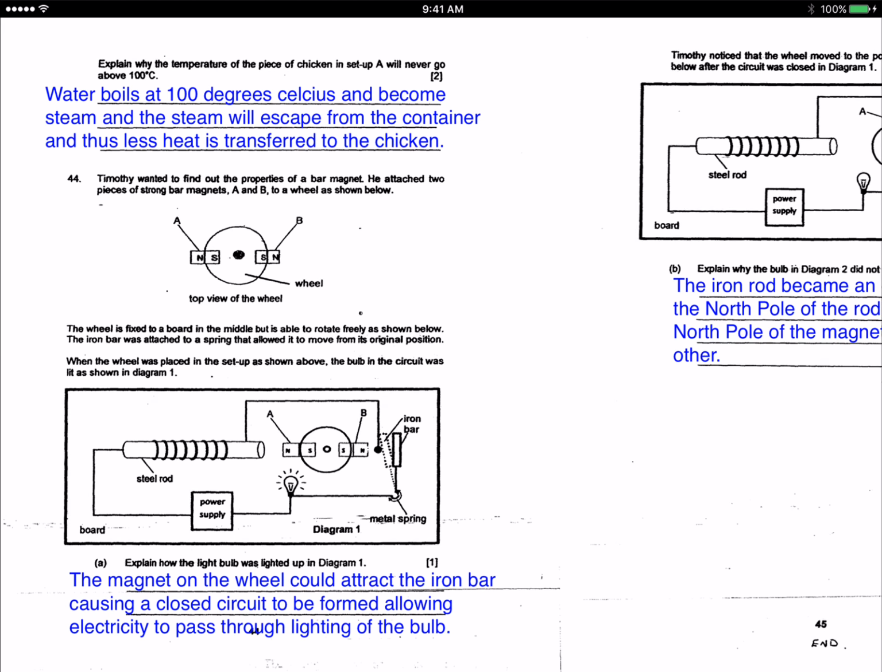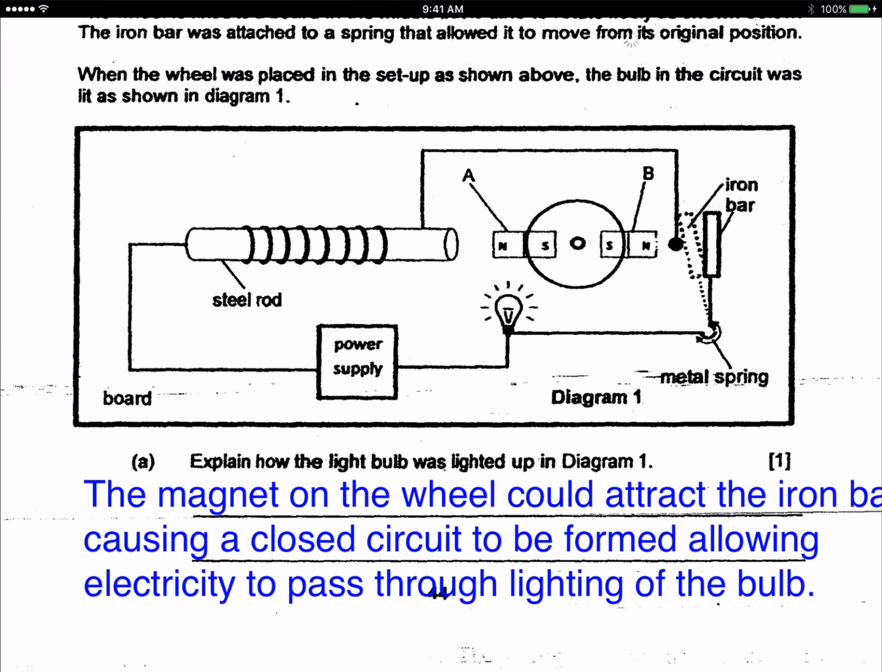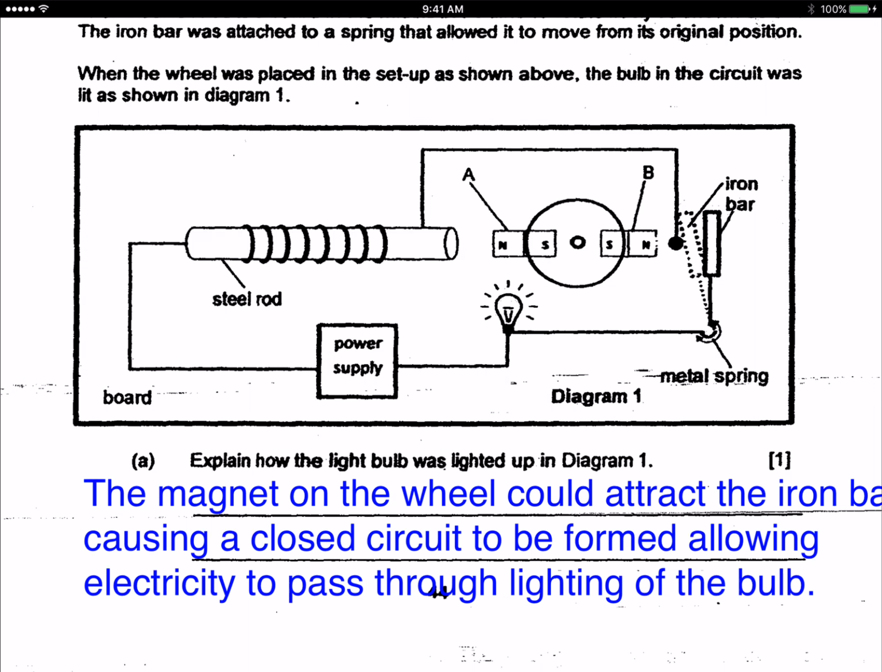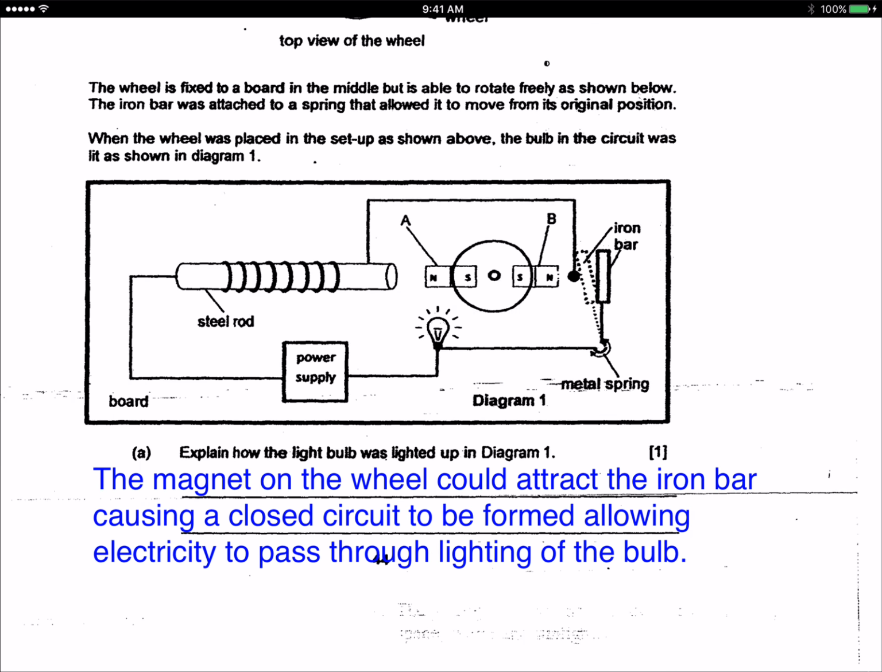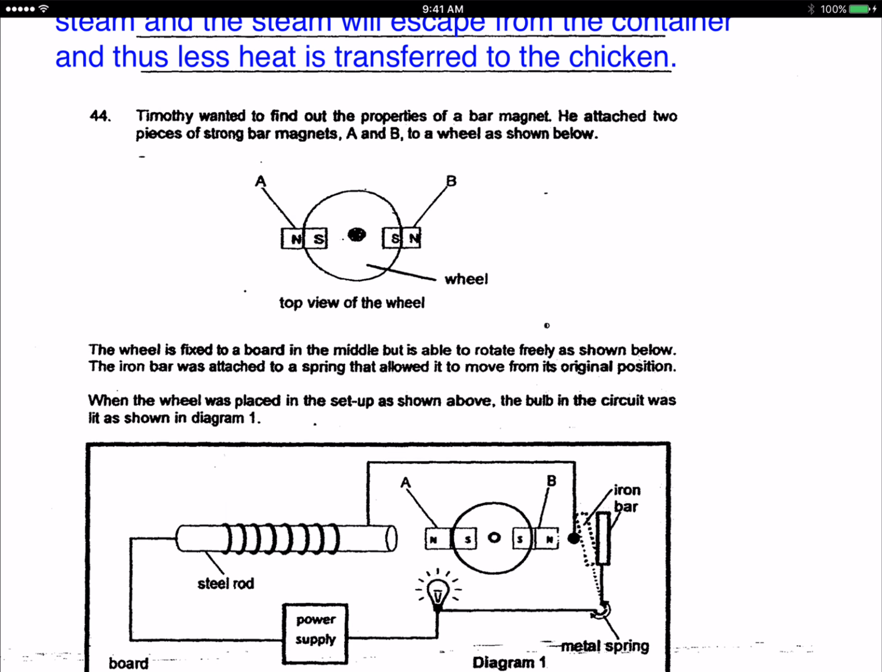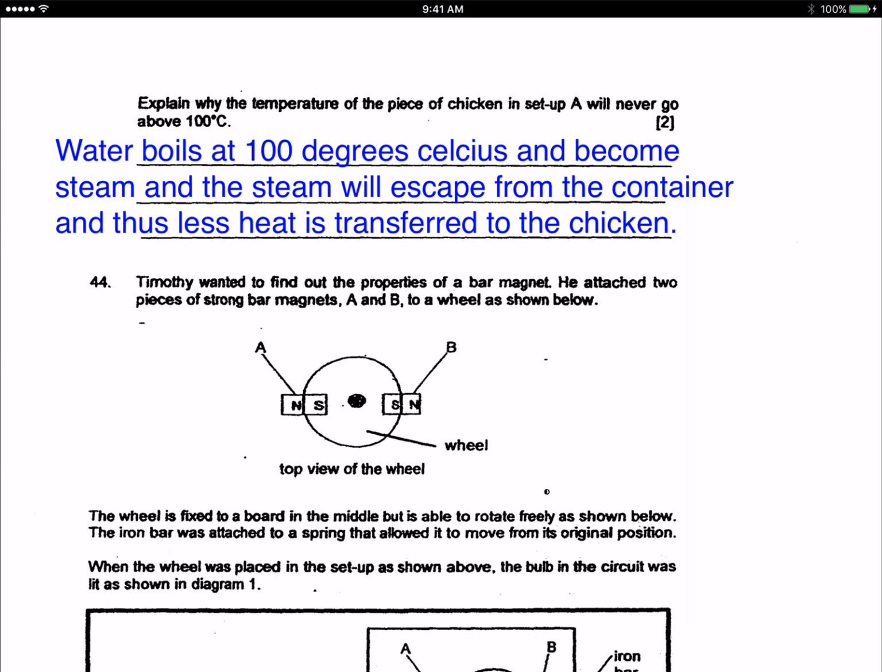Okay, next one is again about the electromagnet. So the question is how the light bulb was set up in the diagram. You can look at your question, the next question. They are asking about how come the light bulb lights up. It's about electromagnet. So can you maybe try to explain?